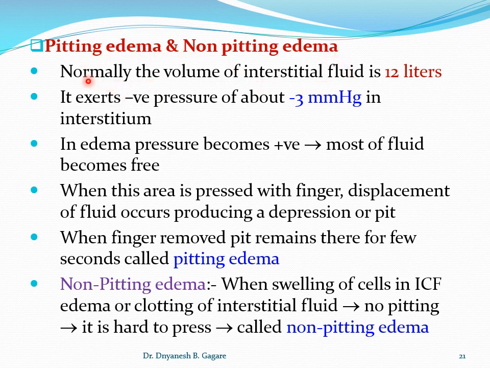Very simple. Normally, the volume of interstitial fluid is about 12 liters. And there is a negative pressure in the interstitium, many times I told you, that is -3. If this pressure increases towards the positive side, that means there is an accumulation of fluid. It exerts a negative pressure of about 3 millimeters in the interstitium, and in edema the pressure becomes positive and most of the fluid becomes free.